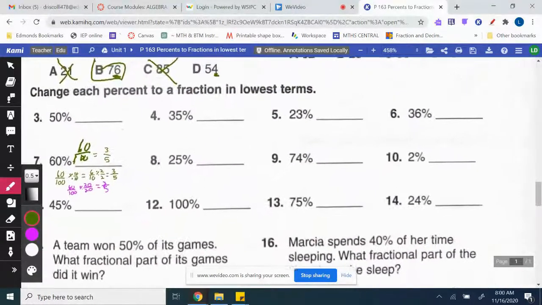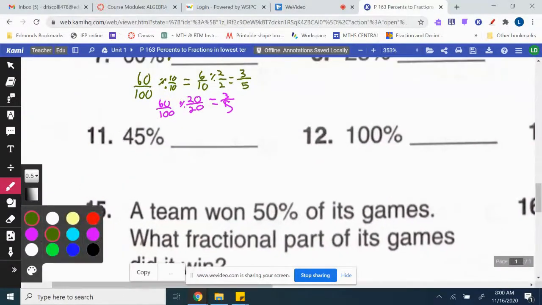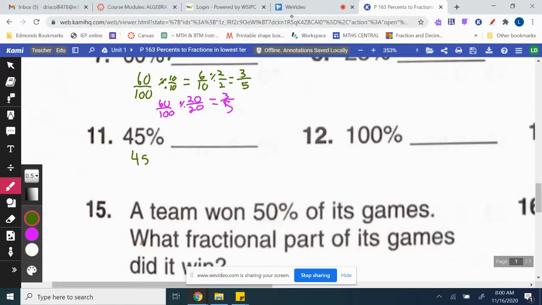So let's try another one. Let's try 45. So I'm going to put 45 over 100. I see they both end in a number I can divide by with 5. So I'm going to divide by 5 on both. And 45 divided by 5 is 9. 100 divided by 5 is 20. Now 9's not a prime number, but I know the factors of 9 are 1 and 3 and 9. And 3 and 9 do not go into 20, so this is in lowest terms.